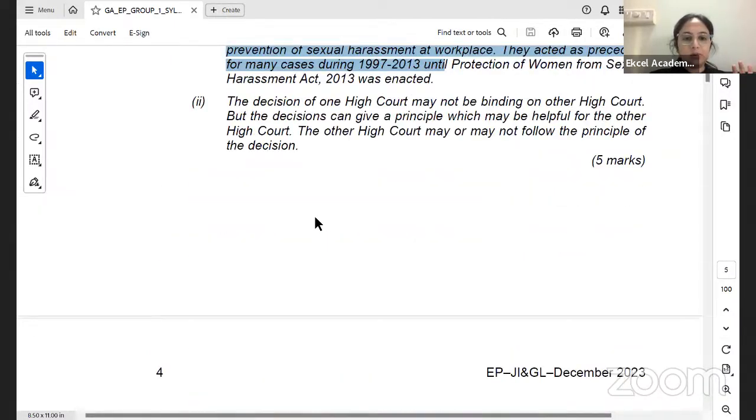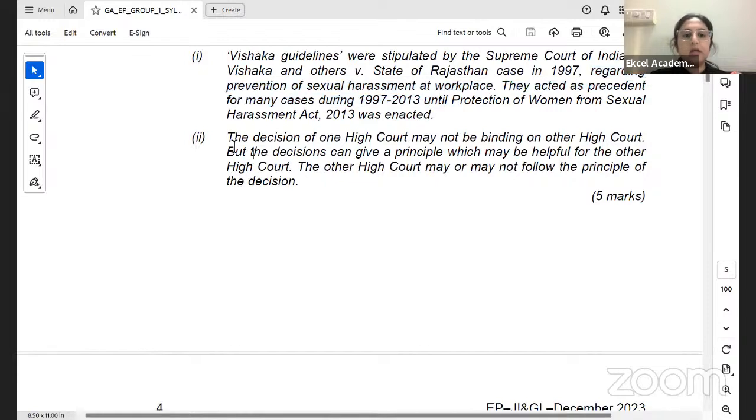Next, we will go to the second situation or statement. The decision of one high court may not be binding on the other high court. Correct? We know that high courts are all of the same level only. Karnataka High Court has given some decision, which means Tamil Nadu High Court need not follow that because they belong to the same level.